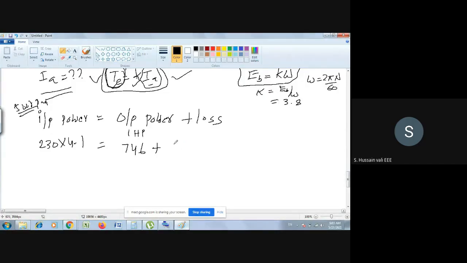What are the losses here? Copper loss plus rotational loss. These are the two losses he has mentioned in the problem. How do you find out the copper loss?